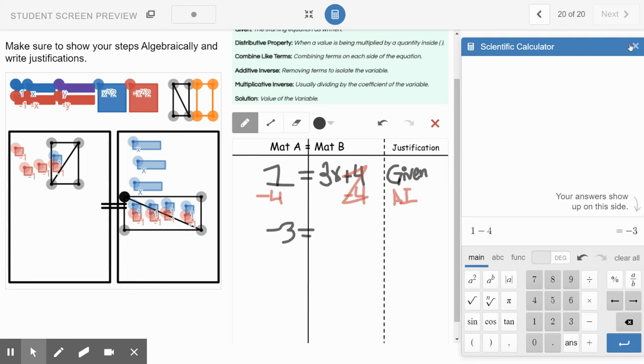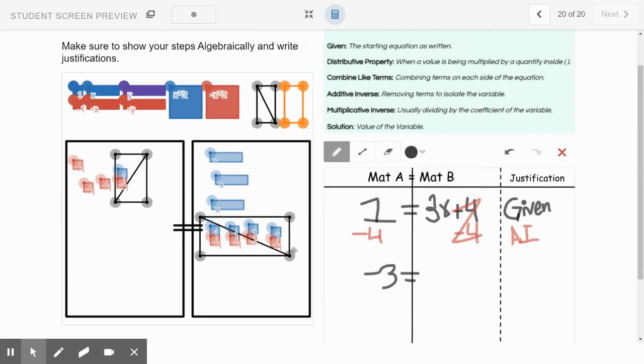Okay, now I'm at B. I know this has to equal 0. The whole point of doing additive inverse is so that this equals 0 so I can ignore it. Because 3x plus 0 is the same as 3x. Okay, so that makes my life a lot easier.